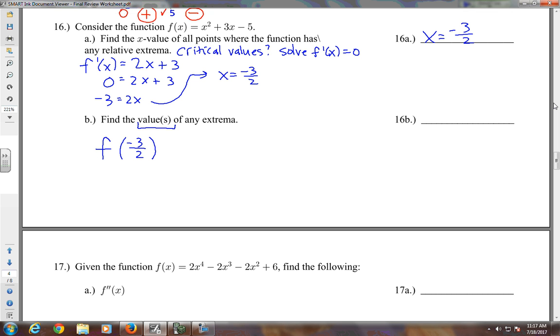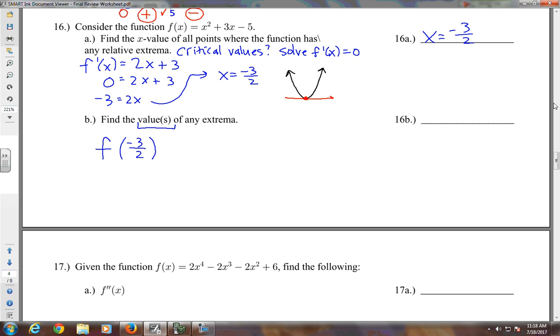If I want to find the value, I'm going to go back to the original function and calculate the function value. Okay, remember, if I take negative 3/2 and I plug it into the derivative, it's going to tell me 0. It's simply telling me the slope is 0 at that point. So notice, you can check this on your calculator. We're looking at a parabola. We have located the x value of the vertex.